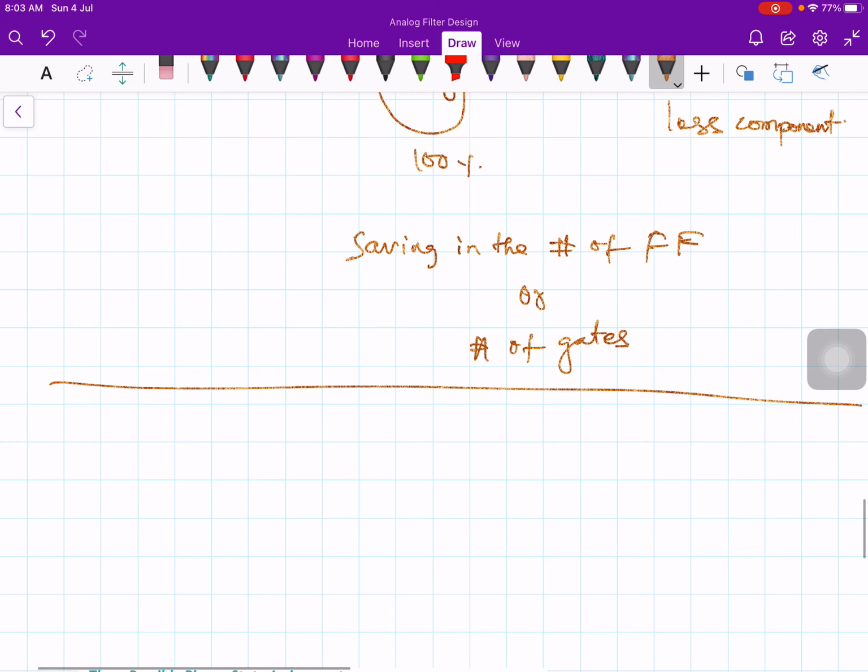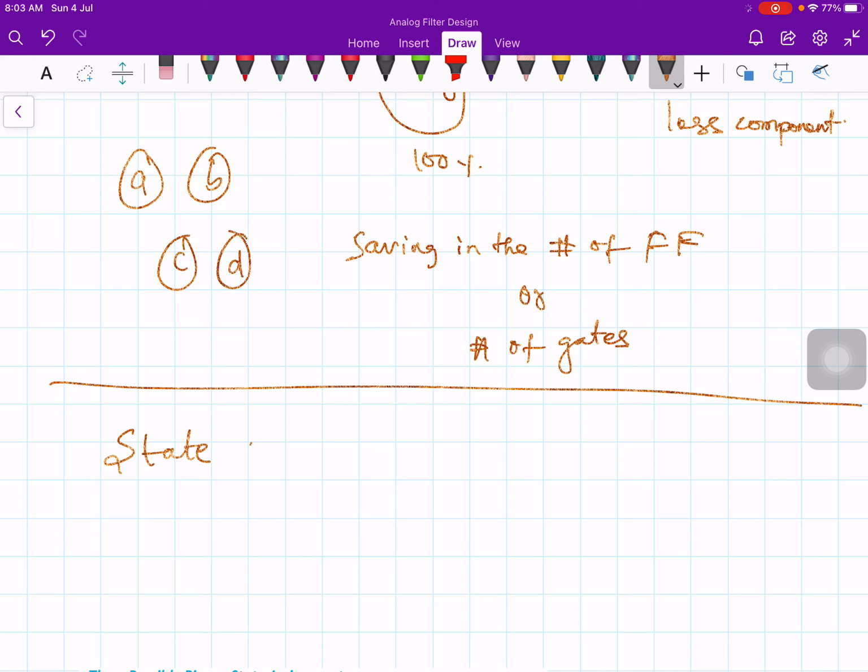Now the next topic is state assignment. Till now we represented the states as A, then B, then C, then D, like this. But we can't use A, B, C, D in our actual implementation. So we need to assign binary values to the states. So that is called state assignment. There are different ways we can assign the values for the states.